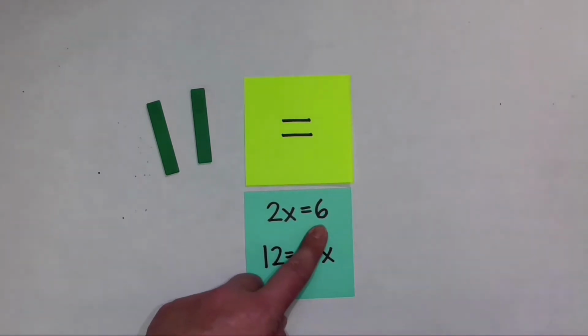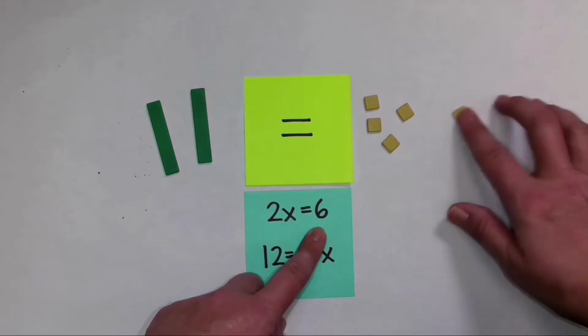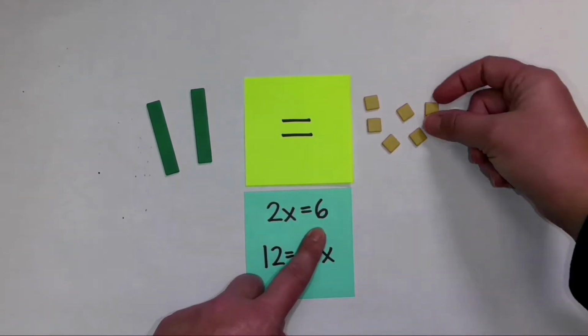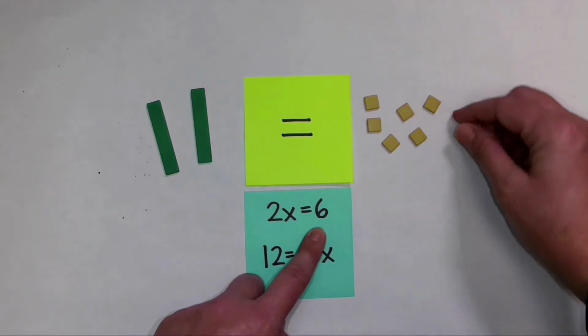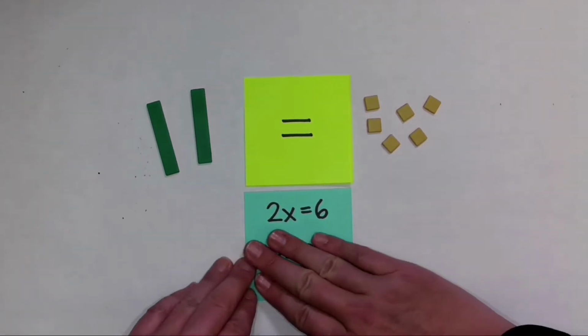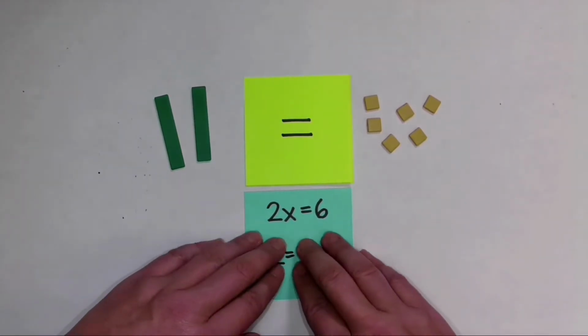Now on that side of the equal sign, I have 6, and that 6 is positive, so I'm going to go ahead and bring in 6 of my units here and make sure that they're on the positive side. Notice that the units can be turned over to represent negative integers. But right now, if I'm walking around the classroom, I could see that students have 2x equals 6 set up.